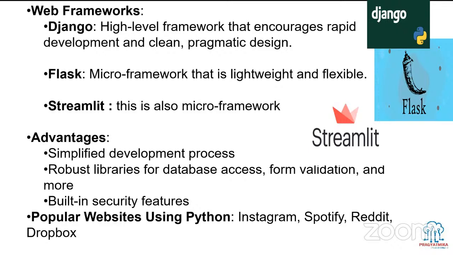Instagram uses Django for its backend services. It is a popular social media platform where users share their photos and videos. Next, Spotify is a music service. It provides access to millions of songs, right? I think many people even use this. Spotify uses Python for various backend services. Reddit is a social news application, web content rating, and a discussion website. This website also uses Python for its backend process.